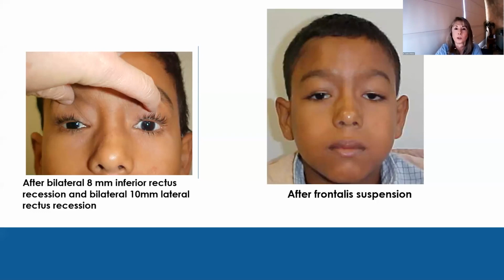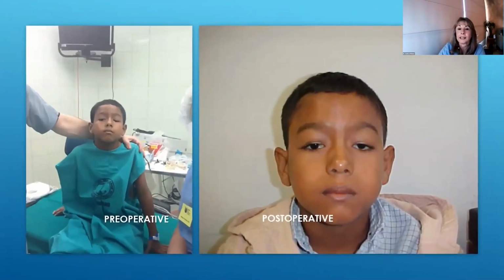It is important to note that when you are going to perform frontalis suspension in these patients that do not have good elevation, you have to be very conservative. You should try to place the lid not as usual at the limbus level, but on top of the pupil, because these patients do not have Bell's phenomenon, and the concern of exposure keratitis is really big. And here you can see the patient before the surgery and after only one strabismus surgery and one ptosis surgery, showing a pretty good result.